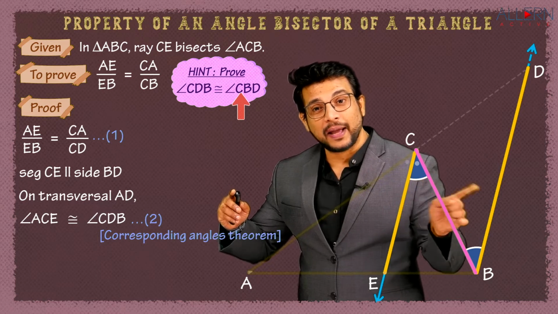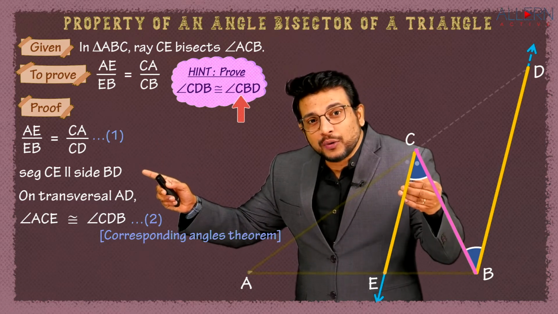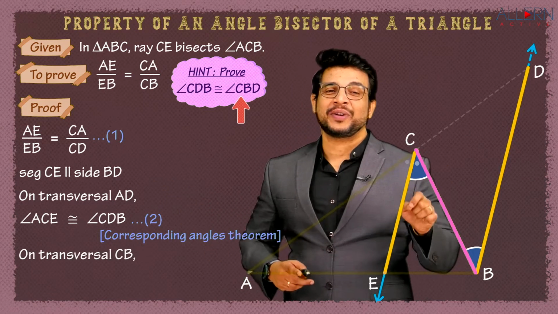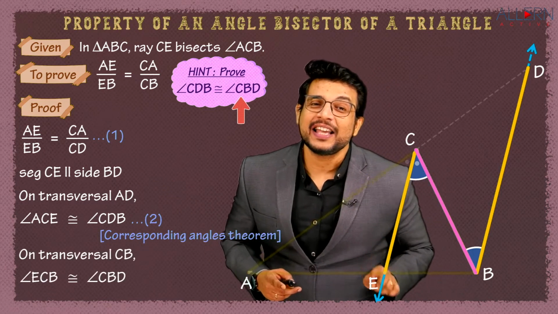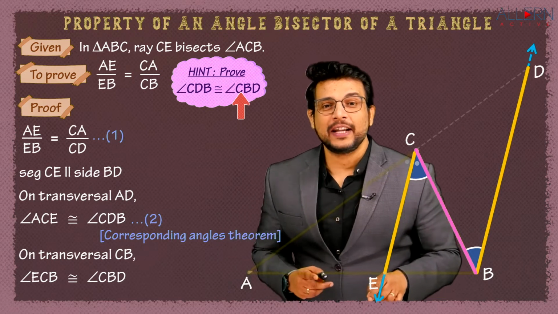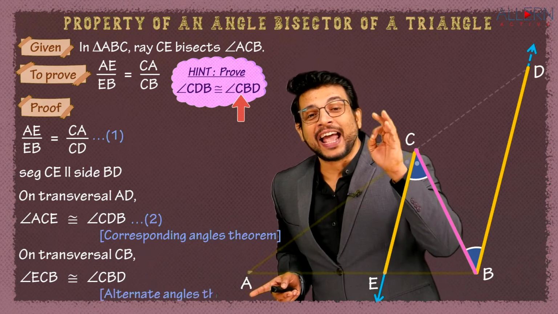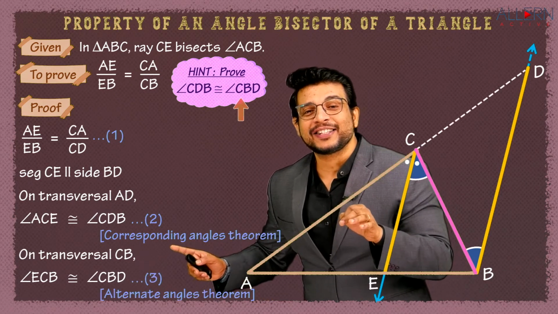Only thing, lines parallel, it's the same. Only the transversal would change. So we'll write there, on transversal CB, what we get is angle ECB is congruent to angle CBD. What is the reason for this? It is the alternate angles theorem, and this is our result number 3.